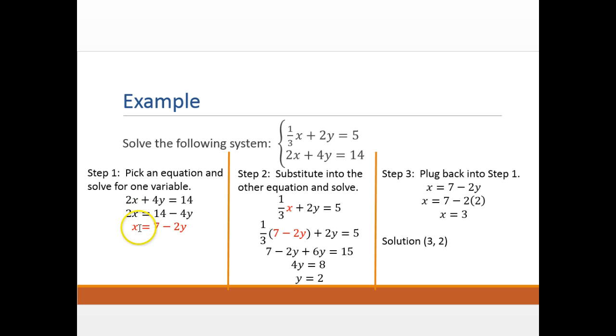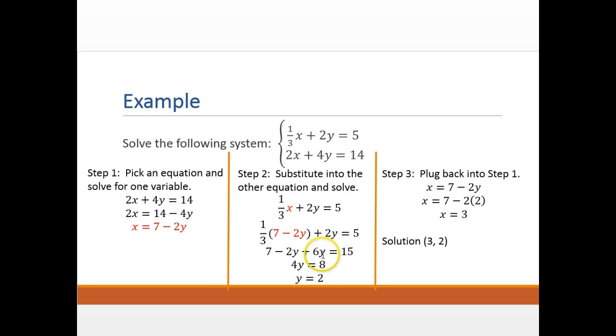I'm going to solve for x again. You get x is 7 minus 2y. I'm going to plug into the top equation now. And instead of x, I put 7 minus 2y. I don't like dealing with fractions, so at this step I multiply everything by 3. The 3 times the 1/3 cancel each other out, so I'm just left with a 7 minus 2y. 3 times 2y is 6y. 3 times 5 is 15.